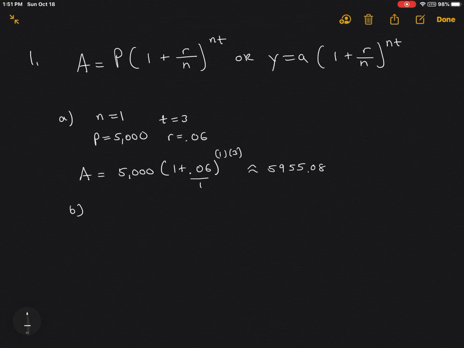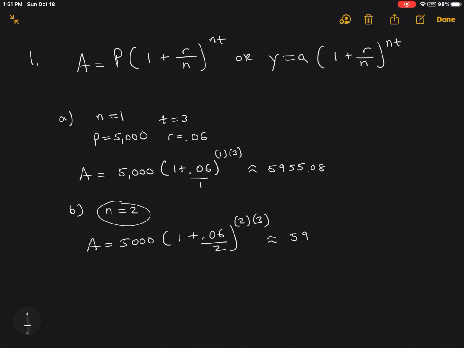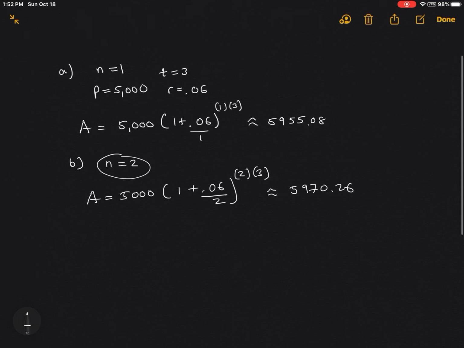$5,955.08. Okay, so for part B, the only thing that changes is semi-annually, N is equal to 2. That's the only thing that changes. So again, you're just plugging it into the equation. 5,000 times 1 plus 0.06 over 2, N times T, and N in this case is 2, T is equal to 3, which is 6. And if you evaluate, you should get 5,970.26.